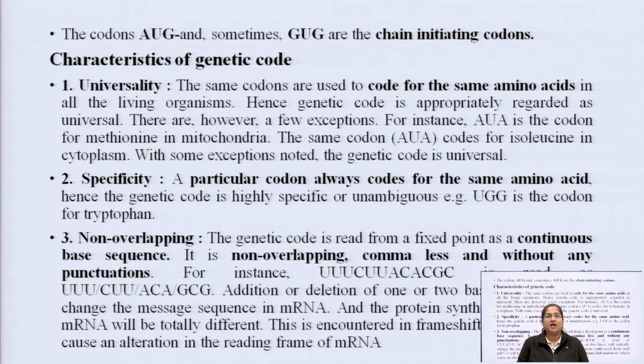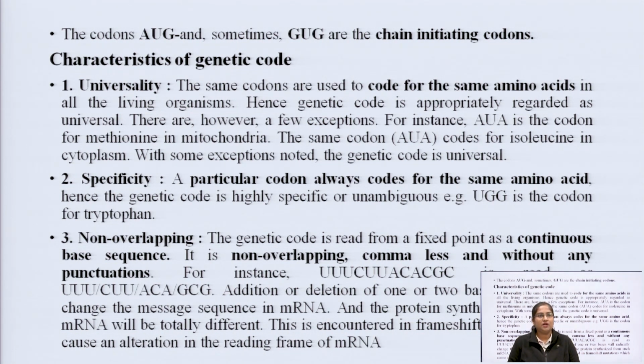There are, however, a few exceptions. For example, AUA is the codon for methionine in mitochondria, while the same codon AUA codes for isoleucine in the cytoplasm. The genetic code is universal, though there are always some exceptions; still, the universality is what we mostly see in the genetic code.